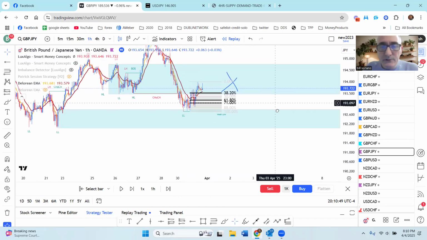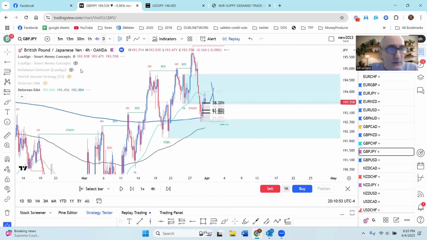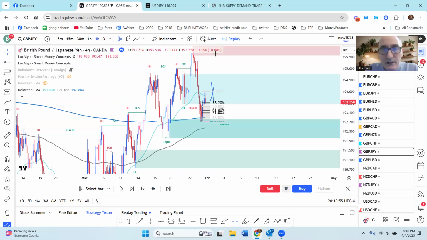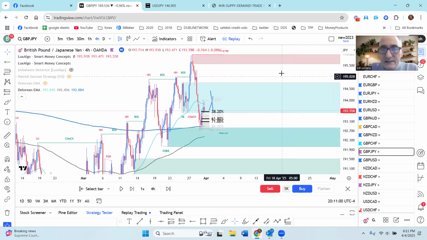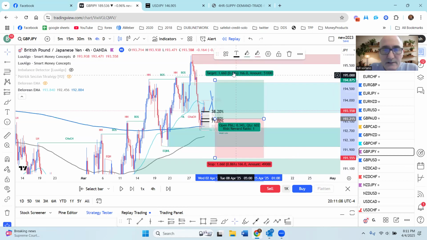Okay, now what I want to do is find out where my take profit would be. So I have to go back to the 4 hour. I have to turn on the indicator, and we see that our next 4 hour supply zone is up here. Okay, so if we decide to take this trade at the 61.8, right?